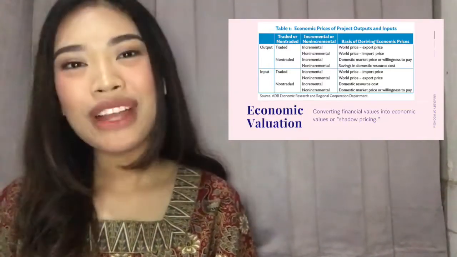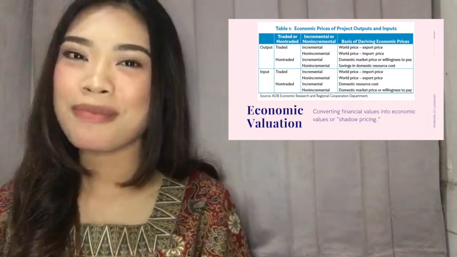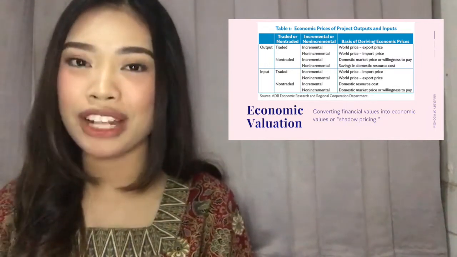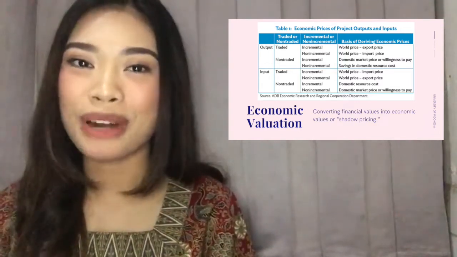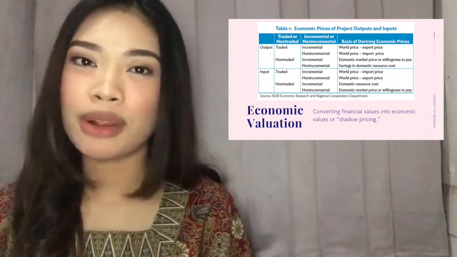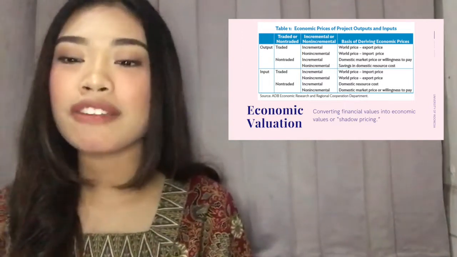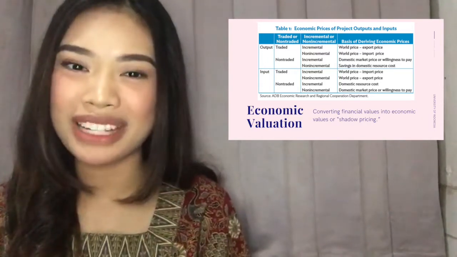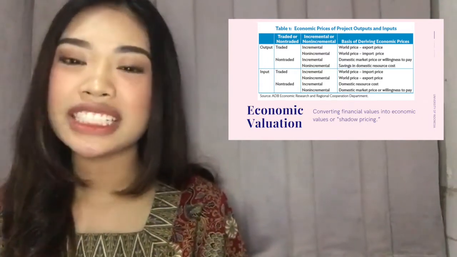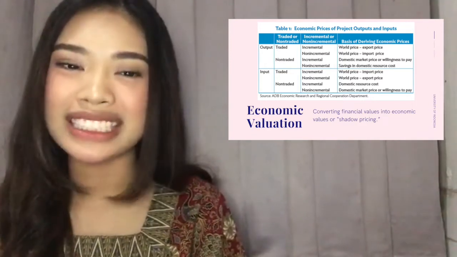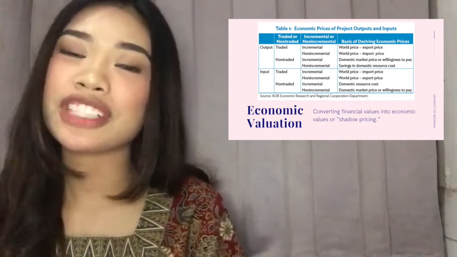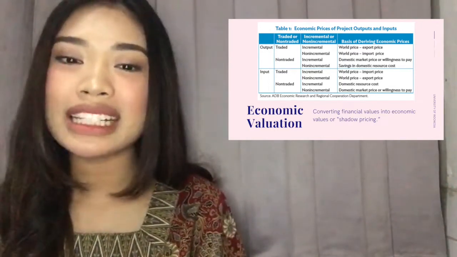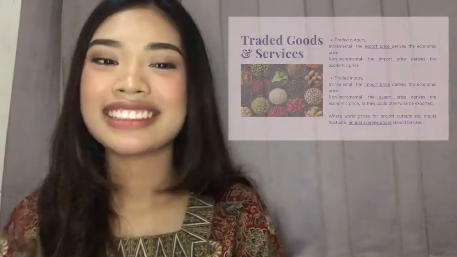So now, we are going to discuss about economic valuation of benefits and costs. It involves converting financial values into economic values. It is also known as shadow pricing. So basically, this conversion requires economic prices which reflect values of goods, services, and other project effects on the national economy. The table shows the differentiation of basis for estimating economic prices. It differs between internationally traded and non-traded goods and services, project outputs and inputs, incremental and non-incremental outputs and inputs.